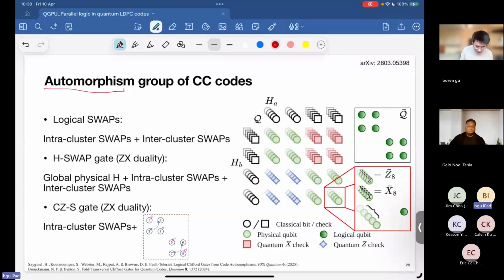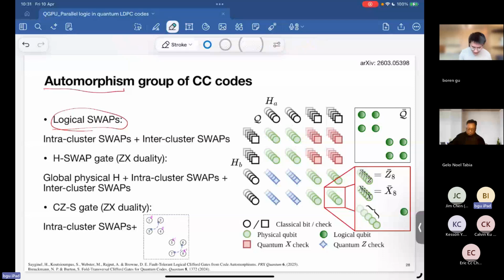First of all, if we want to implement some logical swaps, what we can do is simply permute some physical qubits intra the cluster. For example, this one, something like that. And then we may just permute the whole cluster, something like this. In this way, we get a logical swap because we have very good addressability of logical qubits.